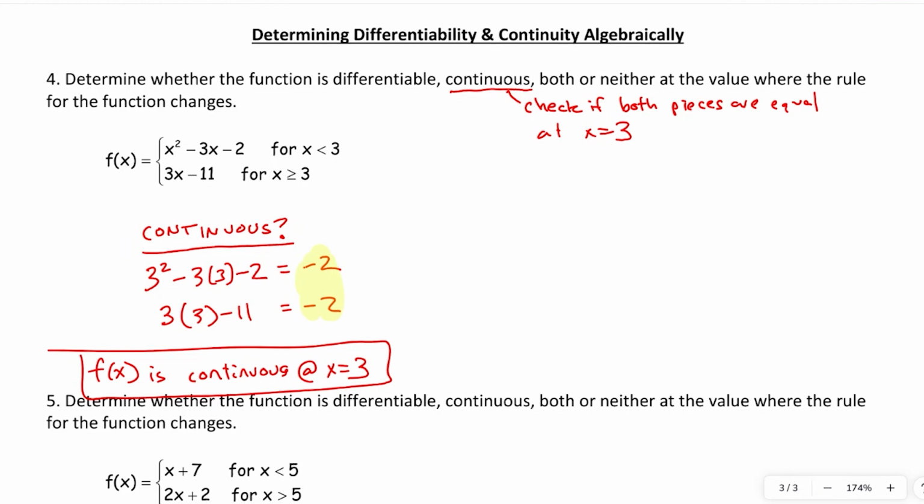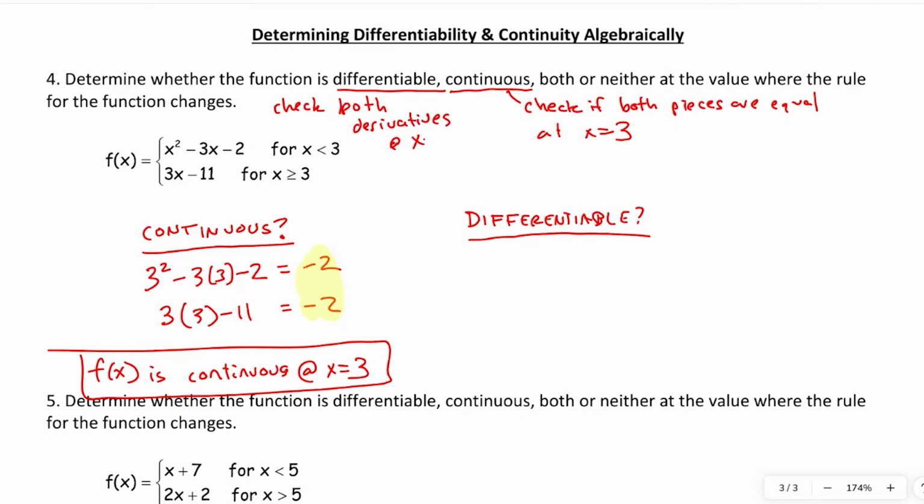So to check to see if they're differentiable, we're going to see if both derivatives are equal at 3. So we're going to check both derivatives at x equals 3. So what's the derivative of the first piece? 2x minus 3. So that'd be 2 times 3 minus 3, which would be 6 minus 3, which is 3.